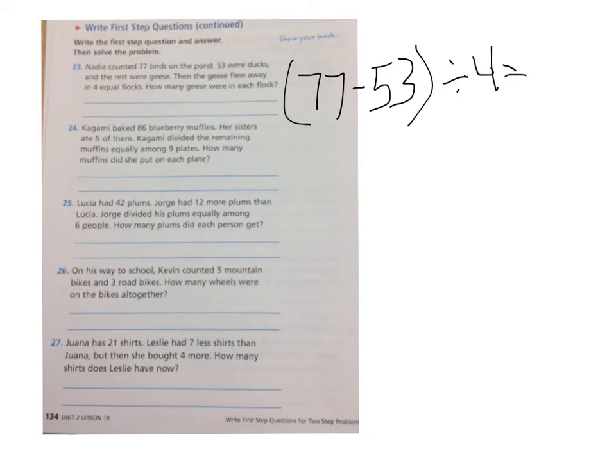So here, Nadia counted 77 birds on the pond, 53 were ducks, and the rest were geese. Then the geese flew away in four equal flocks. How many geese were in each flock? So the first thing I want to do is separate or subtract because this will give me how many there are. And then I want to divide by 4 because that'll tell me how many were in each flock. So 77 minus 53 is going to be 24. And 24 divided by 4 is 6.